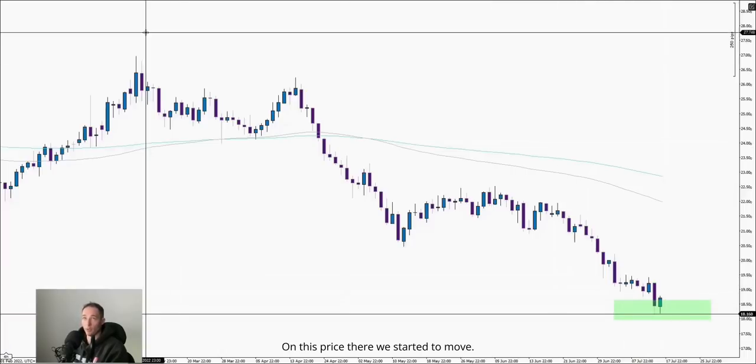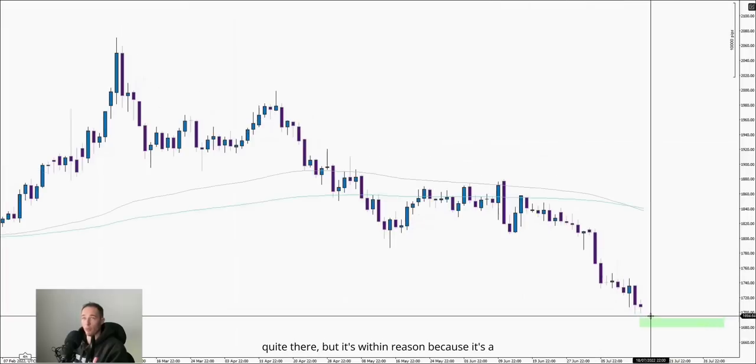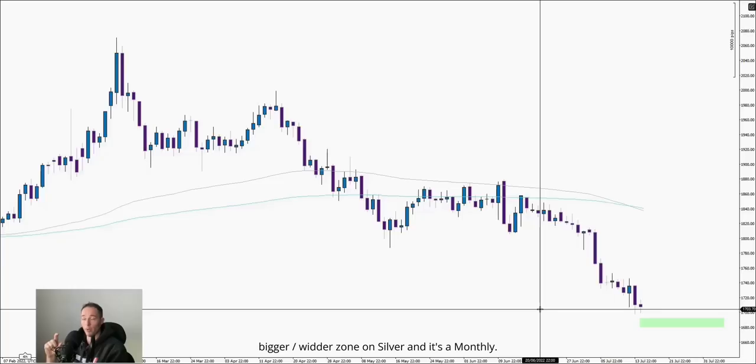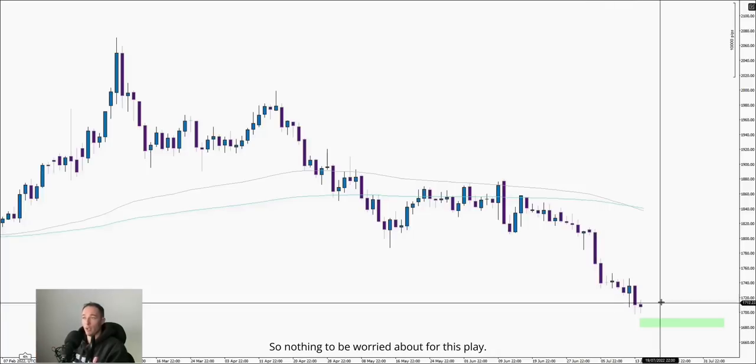On this price there, we started to move. It's still lined up for me because it's not quite there, but it's within reason because it's a bigger, wider zone on silver, and it's a monthly. Some of them are monthly, but some of them are daily and weekly. So nothing to be worried about for this play.